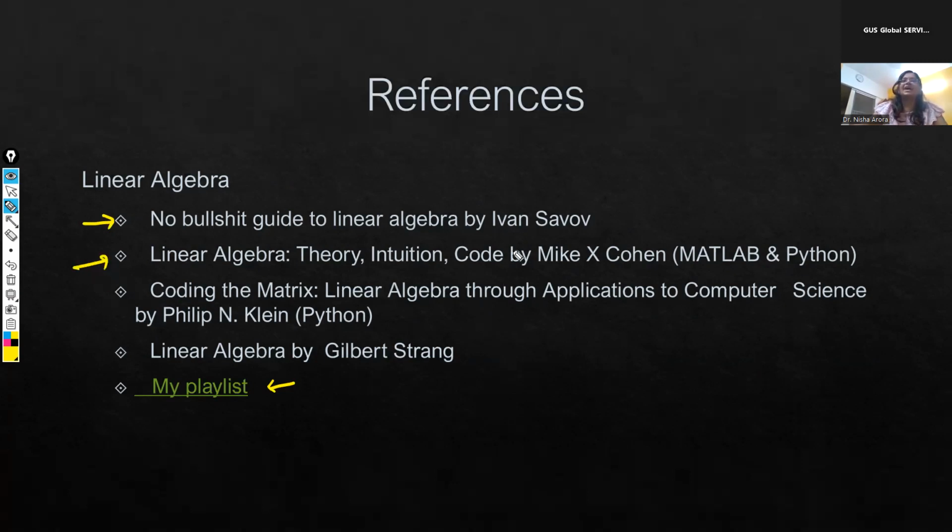And these books have the code in MATLAB and Python, or just Python. As I said, coders like these books, but people like me don't like these books because we think we are focusing on the code and losing the rigor. Right. So personally, I think that this is not a good book.